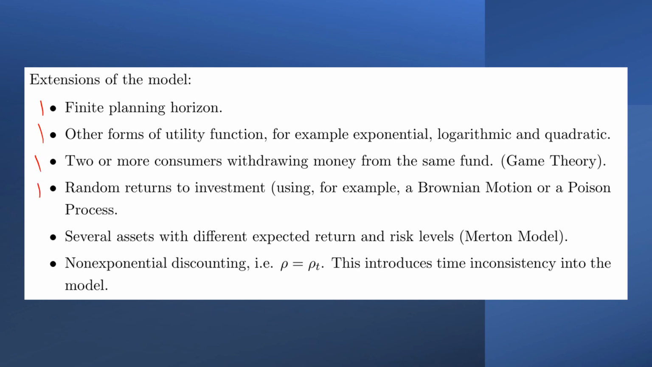We can have random returns to investment, using, for example, a Brownian motion or a Poisson process to model the randomness of the returns. This is generally known as a Merton model. And we can have non-exponential discounting, which makes the model slightly more realistic, but also much more complicated to solve.